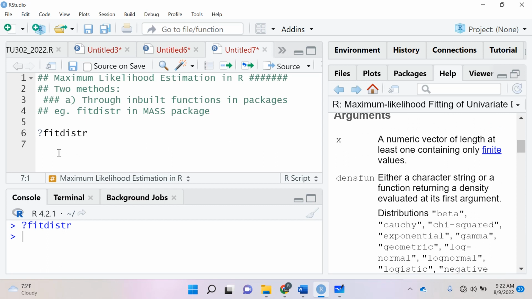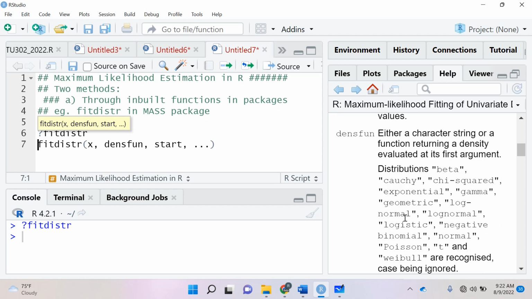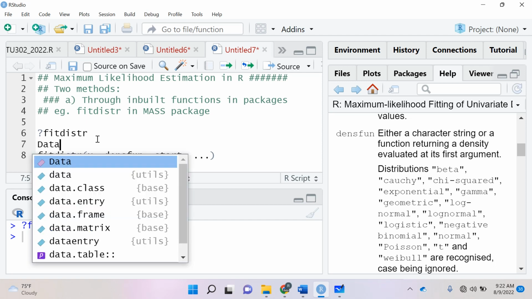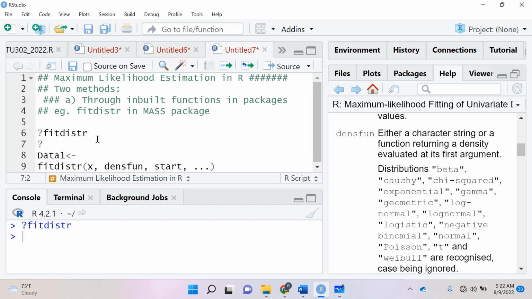So for example, I can use this to fit, let's say, a normal distribution. I can use it to fit a Poisson distribution. I can use it for log normal, logistic, t, chi-squared, and so forth. So I'll do a few examples. Okay, so I'll assume that I have data1, and this data1 is simulated observations from the Poisson distribution. To do so, I will have to do rpois.